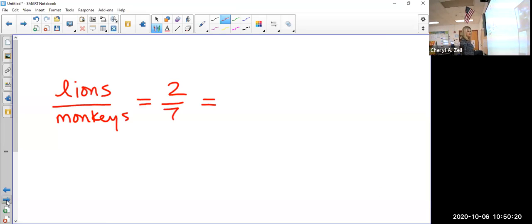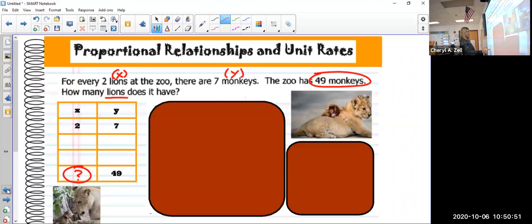One thing that I want to teach you is that when you are dealing with proportions, this can help you in many other topics in pre-algebra this year. If you can learn this, it is going to help you out with so many other topics. We're creating a proportion here. They're saying for every 2 lions, there are 7 monkeys. And we already know that there are 49 monkeys, but we need to figure out, well, how many lions is that?